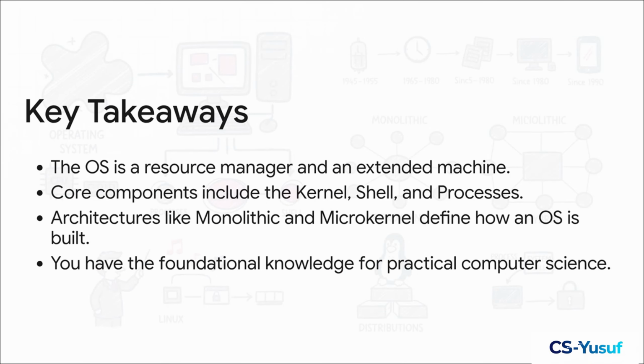We know the OS has two main jobs, Resource Manager and Extended Machine. We know its key parts are the kernel, the shell, and processes. We know there are different blueprints for building one, like monolithic and microkernel. And we know that Linux is an incredibly powerful kernel that forms the foundation for countless devices. Honestly, you now have the conceptual framework for your first big steps into practical computer science.